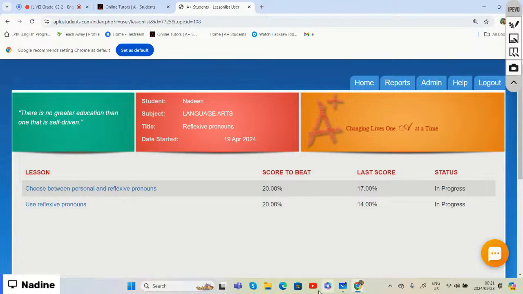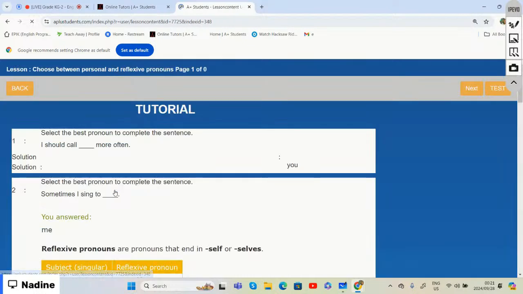All right. And we said when it comes to reflexive pronouns, a reflexive pronoun.